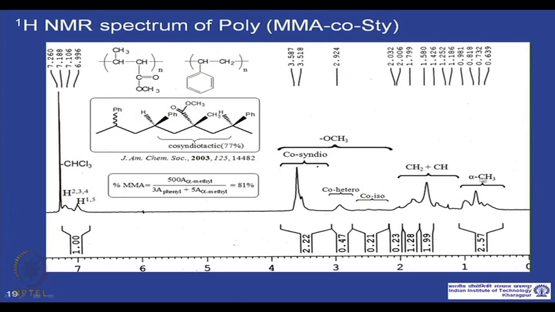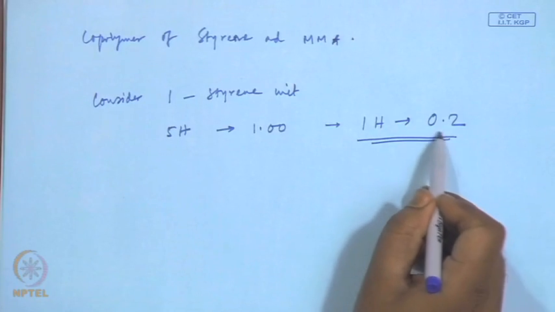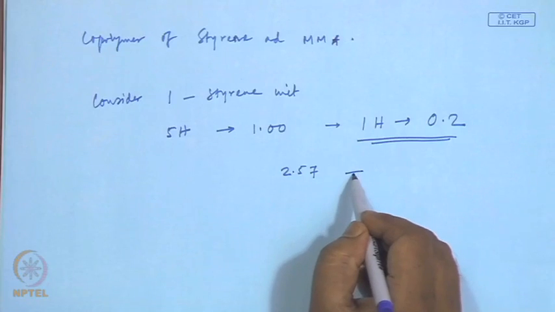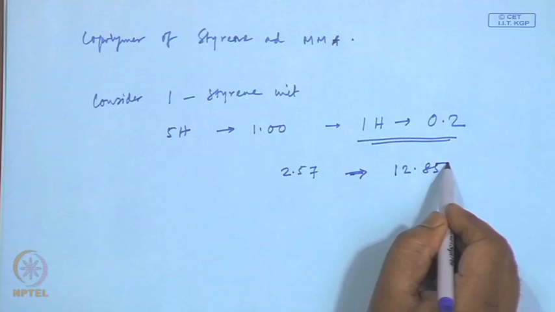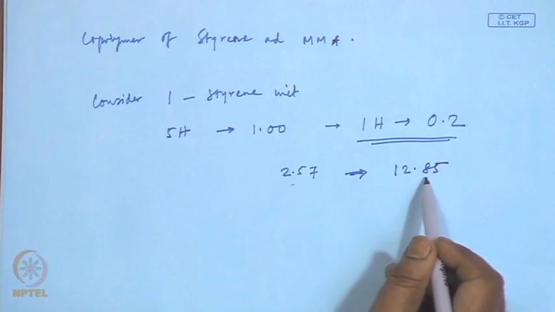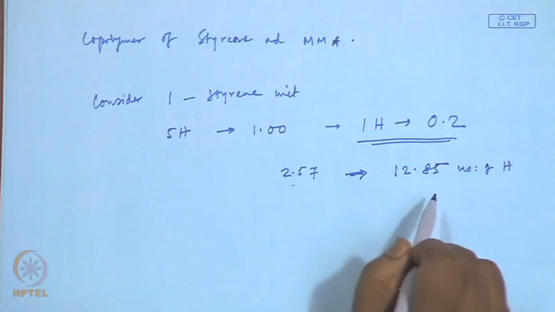So, if you consider now this alpha CH3, this is from 3 protons of the MMA moieties. Now, the integration for this is 2.57. So, if 1 hydrogen corresponds to 0.2, 2.57 integration will correspond to 12.85. If you multiply this by 5, you will get 12.85. So, this is the number of protons.